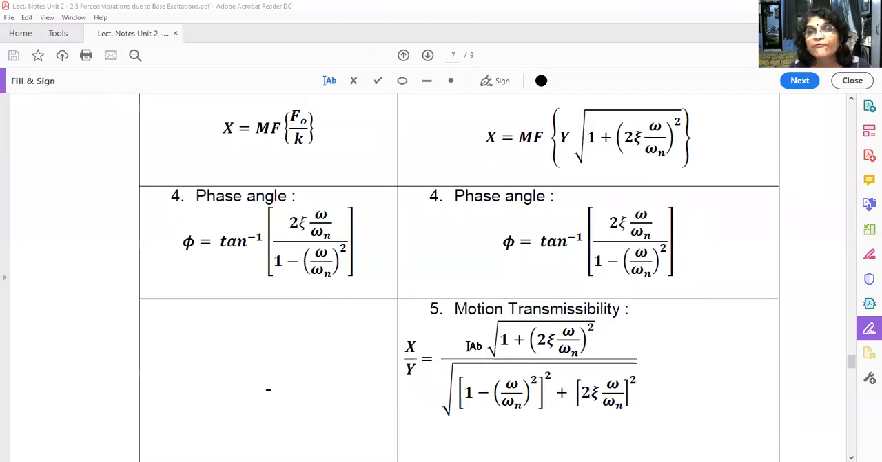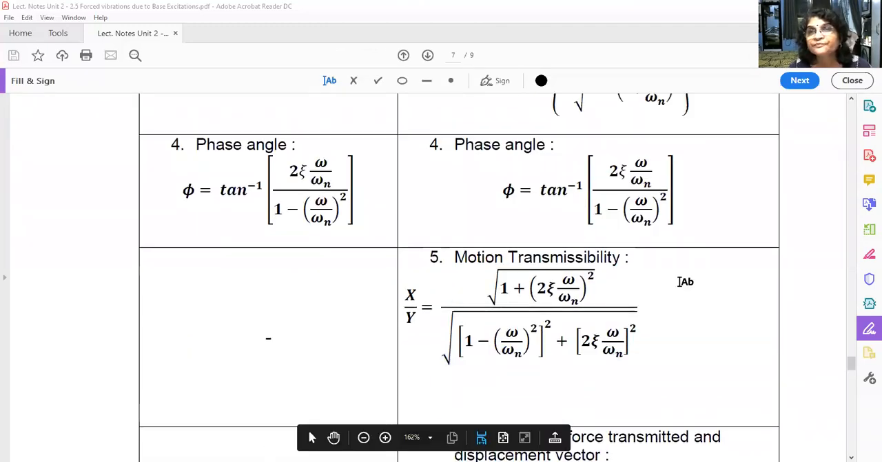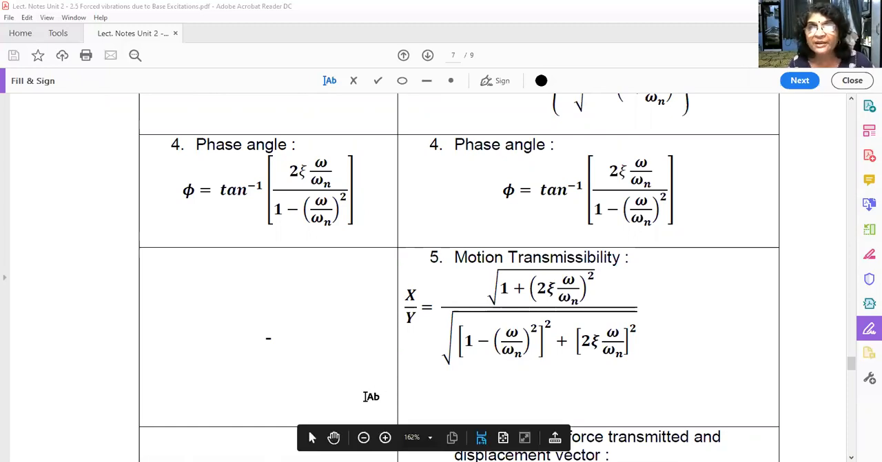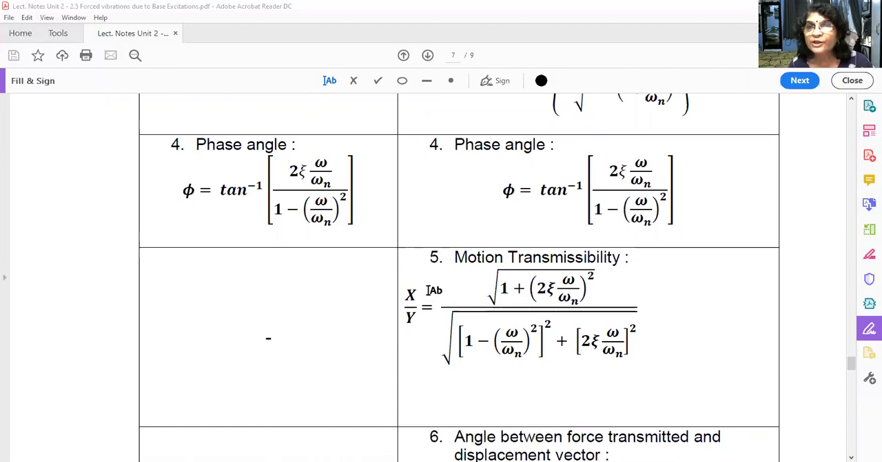Now here we are going to define a new term, that is motion transmissibility. What do you mean by motion transmissibility? It means how much motion is transmitted from the machine to the foundation. If any machine is vibrating, how much vibration is transmitted to the foundation? Foundation is nothing but the base or support. So what is capital X? Capital X is the amplitude of vibration of the machine, that is the mass. And what is capital Y? It is the amplitude of vibration of the support.